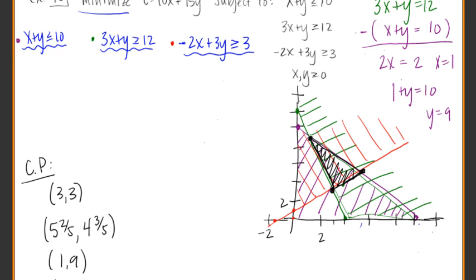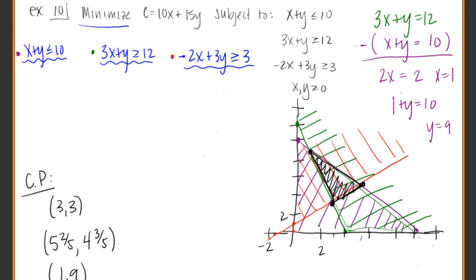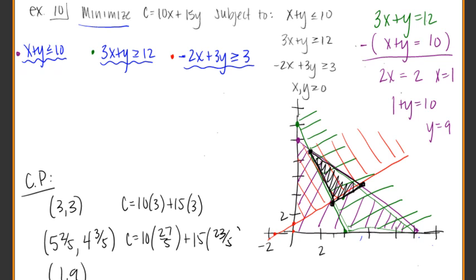Okay, let's go up to our cost or our C equation, and it says C is going to equal 10 times my x value plus 15 times my y value. So let's get all those plugged in there. Since I'm going to go 10 and 15 times these guys, I might go back and just write that as the 27/5, just so I can reduce my fractions. And then 15 times, what we said, that was 23/5. And then C is equal to 10 times 1 and 15 times 9.